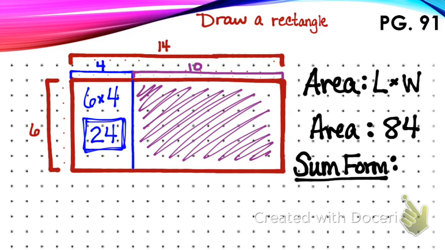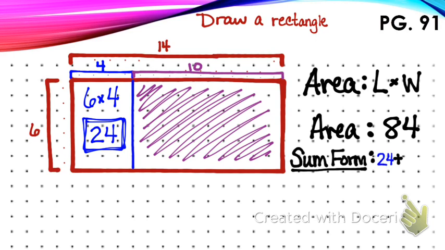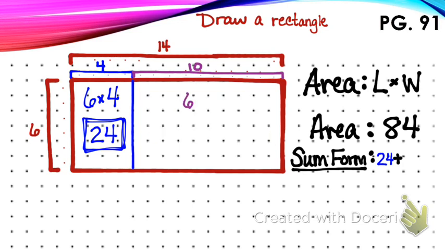So I'm going to write down 24 plus, and now I'm going to find the area for the other part of my rectangle. How do I find the area for the other part? Same thing, length times width. So I'm going to do length times width. I'm going to do 6 times 10. So on my rectangle up here, the area for the bigger part is 60, right? What do I get if I add 24 and 60? 84, which is the area of the whole thing together, right?